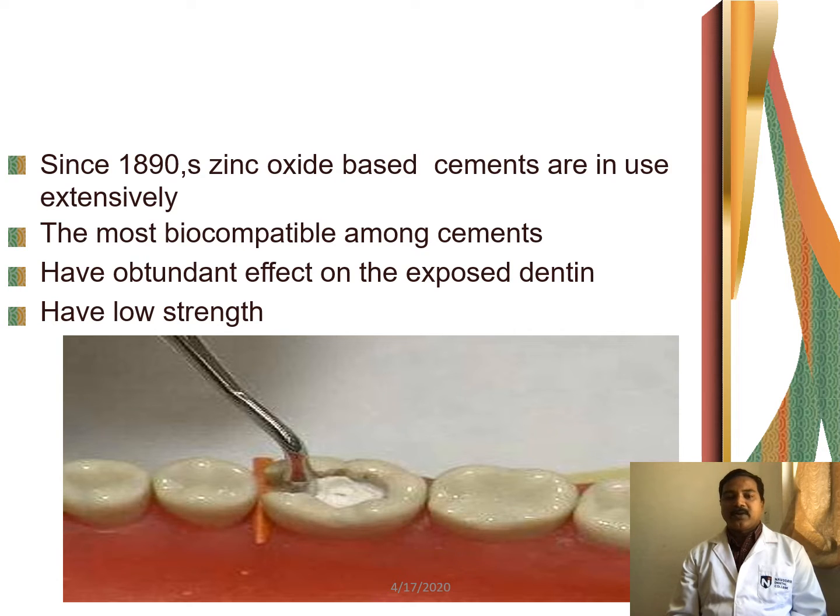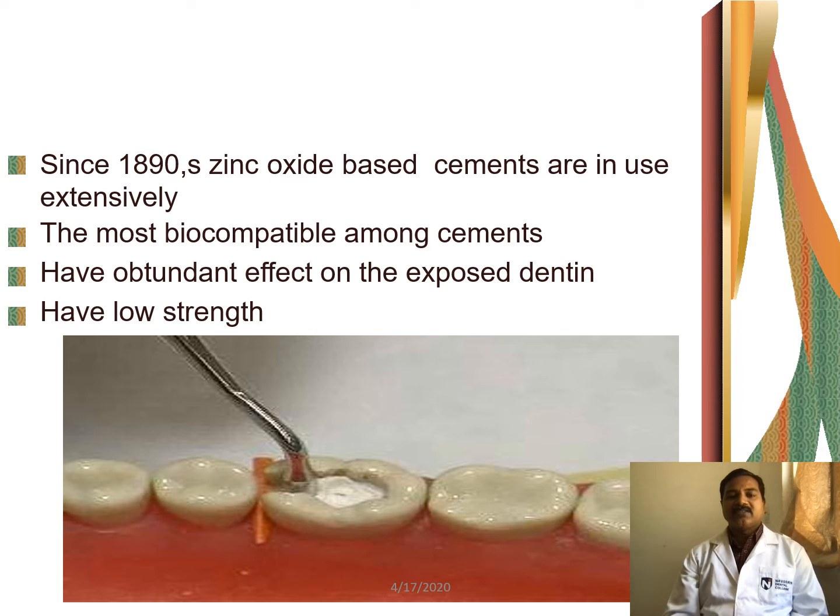When I say biocompatible, after glass ionomer, if you look at the biocompatibility of the restorative cements that are available, after MTA and glass ionomer cement, zinc oxide eugenol takes that place. So it has a very obtundant effect on the exposed pulp. When I say it has an obtundant effect, it has a soothing effect on the pulp. It is also called the anodyne effect. The obtundant effect also helps in healing of the pulp.